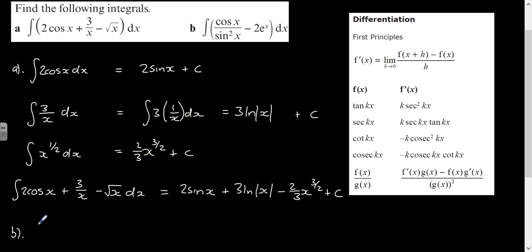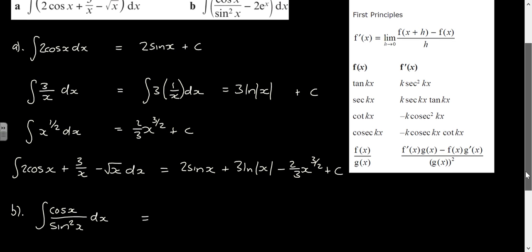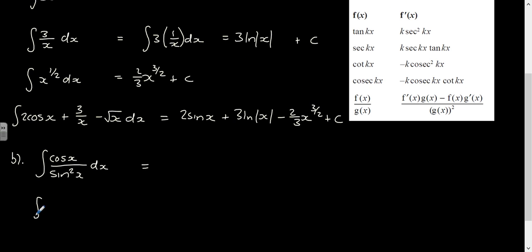All right, question B. We have this lovely cos x over sine squared x minus 2e to the x. So let's just separate this. For the sake of explaining how this works, I'm going to integrate these two separately, which is what you do in your head, like I said before. So we're going to integrate this, and we're going to integrate our 2e to the x. And then we're going to combine the results at the end.